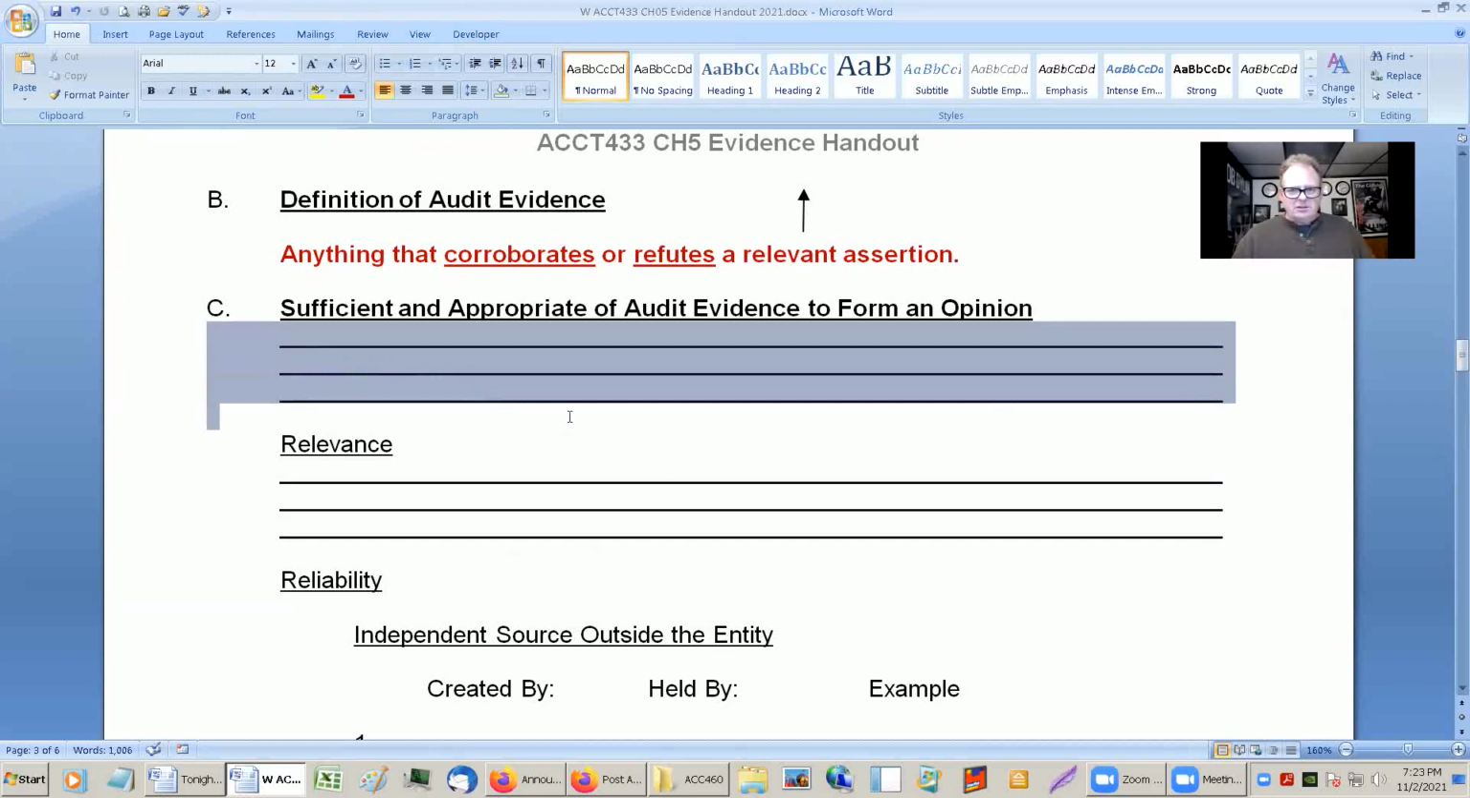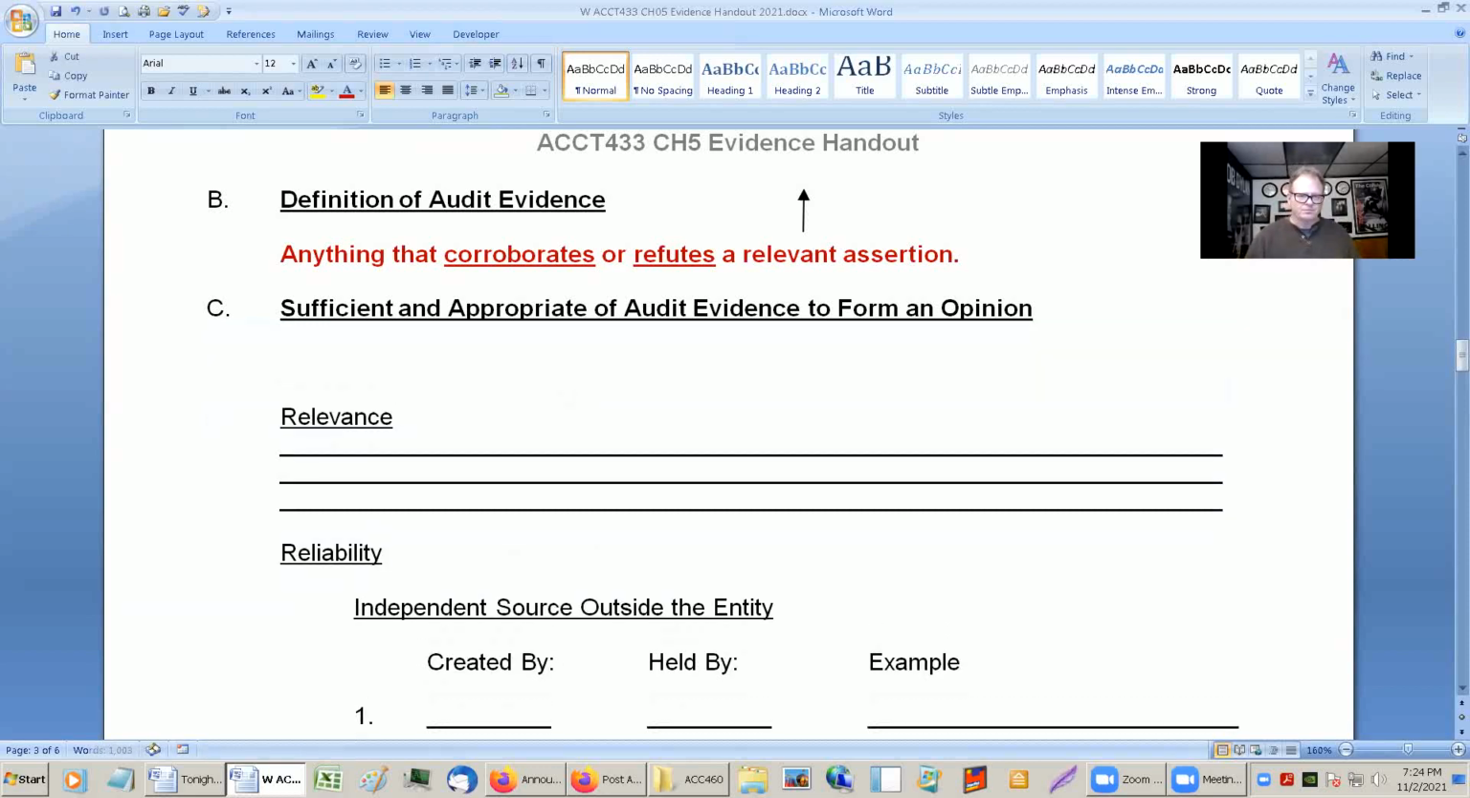Okay. Question on that? Sufficient appropriate evidence.